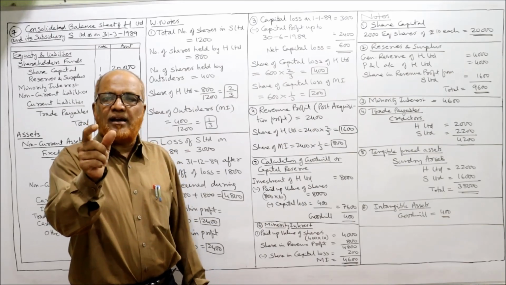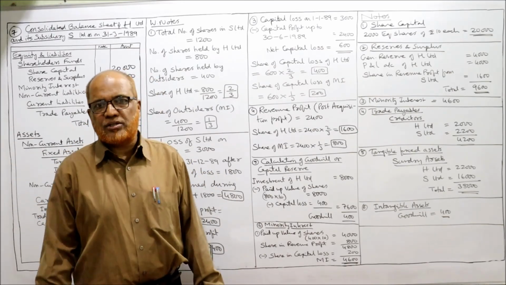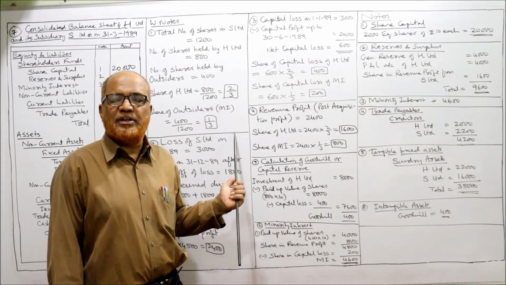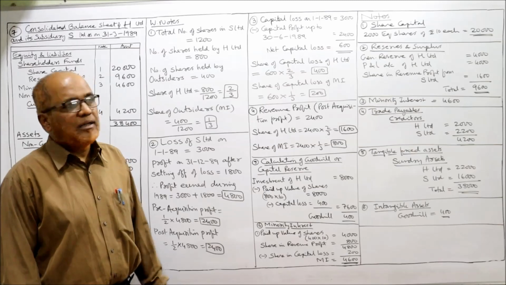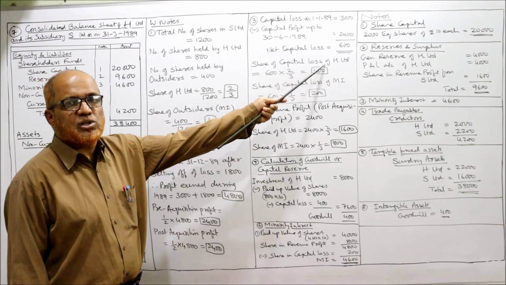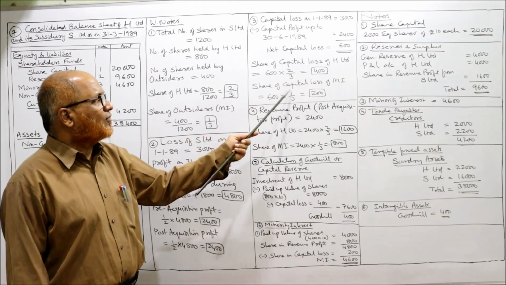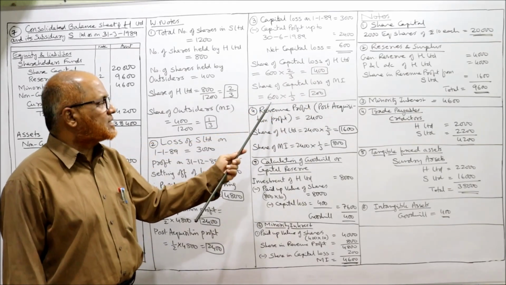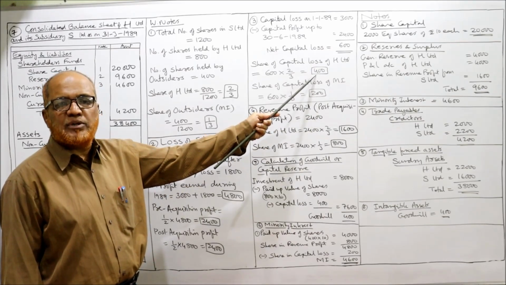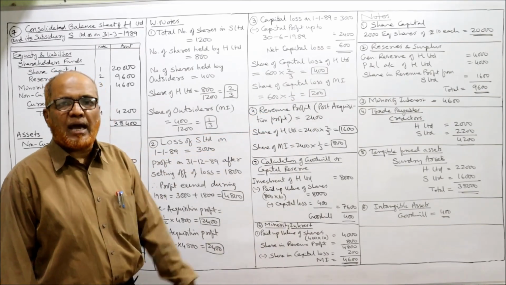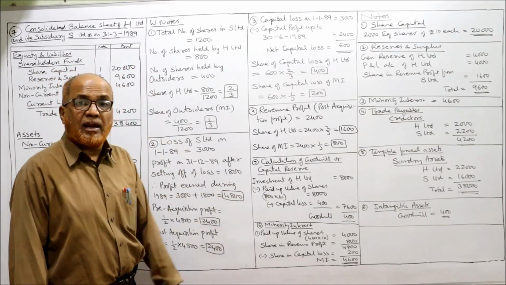Now this 600 rupees will be shared by H Limited and minority interest. 2/3 will go to H Limited, 1/3 will go to minority interest. So 2/3 share of capital loss of H Limited, 600 into 2 by 3, 400. Share of capital loss of minority interest, 600 into 1 by 3, 200. So 400 is the share of capital loss of H Limited, 200 is the share of capital loss of minority interest. Now we'll calculate revenue profit.